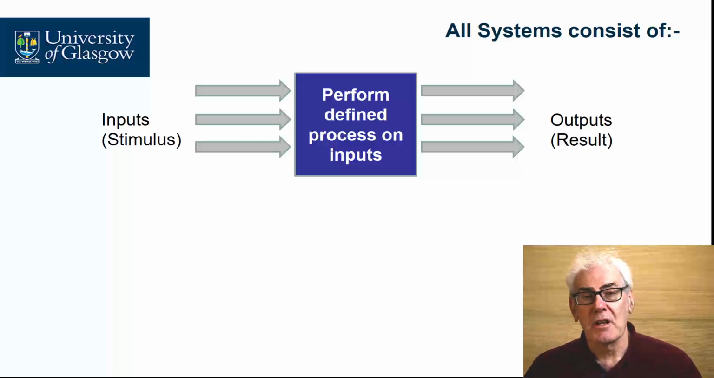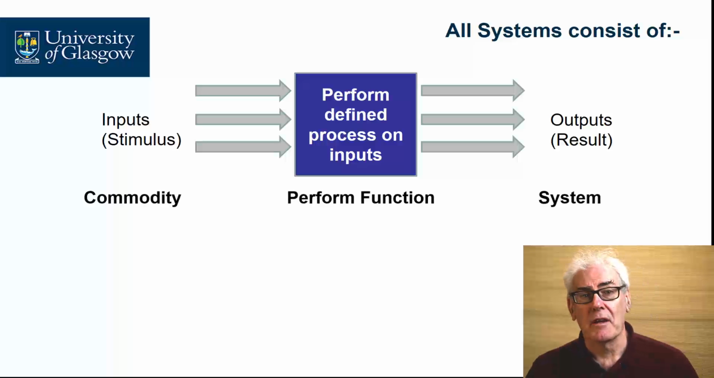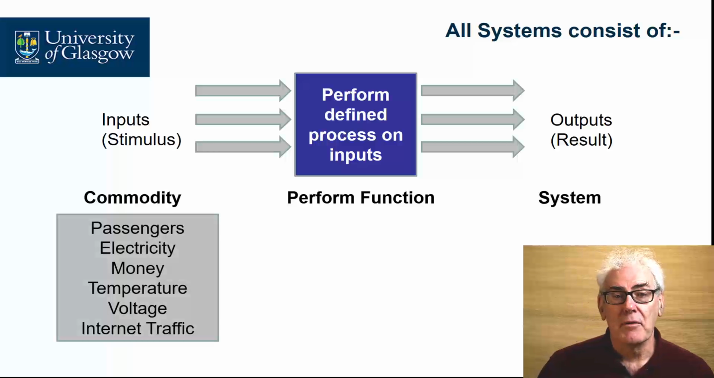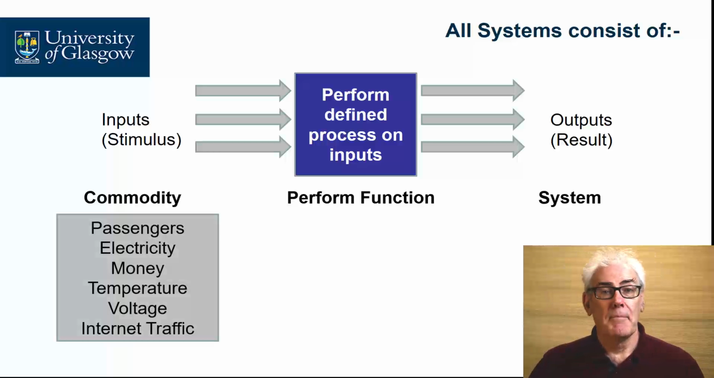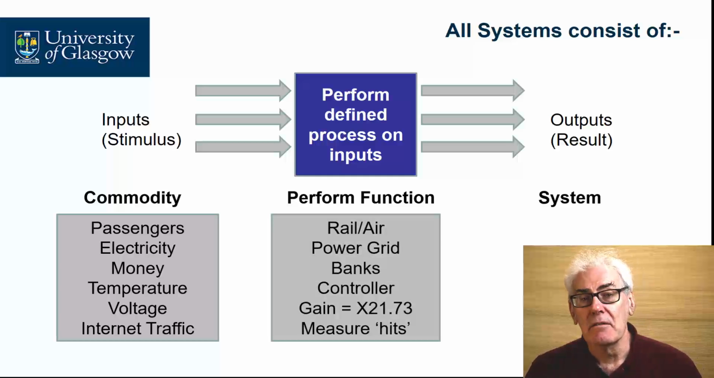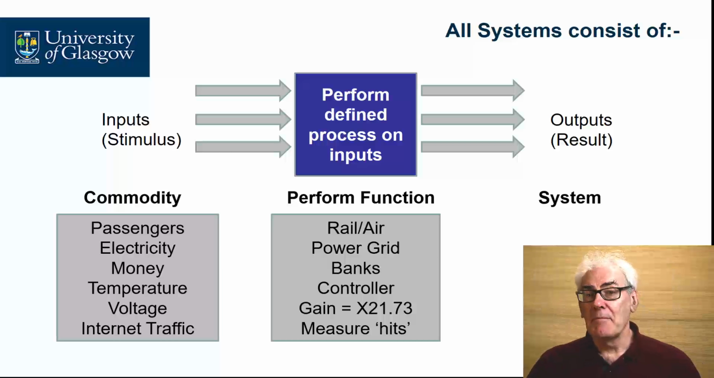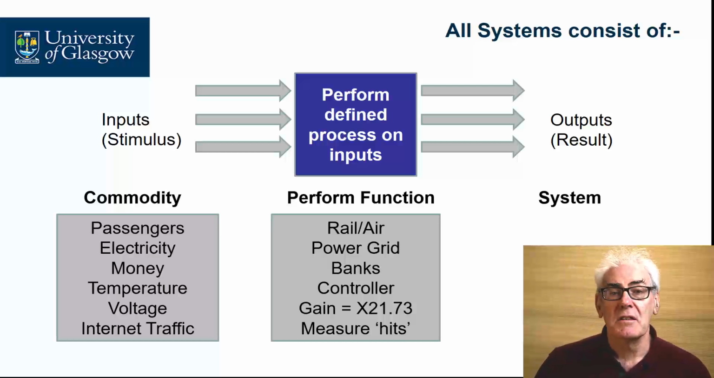Let's look at the commodity, what the function is, and what we would call the system. So commodity, passengers, electricity, money, temperature, internet traffic are all inputs and are all stimulus. The function could be a rail or air network, power grids, a bank or financial institution, a controller, a gain, or measuring the heat. And the system here would be the transport system, an energy distribution system, a food freezer, an amplifier, or indeed traffic control for internet traffic. All of these are systems.